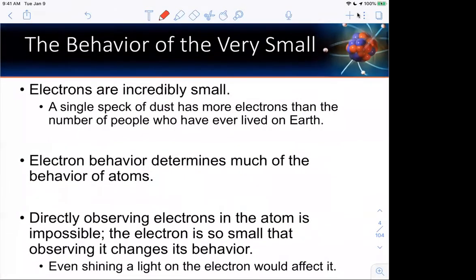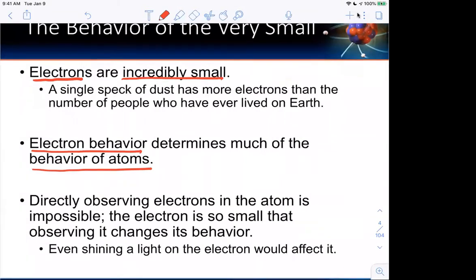So what we know is that electrons are incredibly small. If you think about this, a single speck of dust has more electrons than the number of people who have ever lived on Earth. We also know that electron behavior is going to determine the behavior of the atoms, bonding, what kind of properties it has. All of these different things are going to be explained if we can understand how electrons behave.